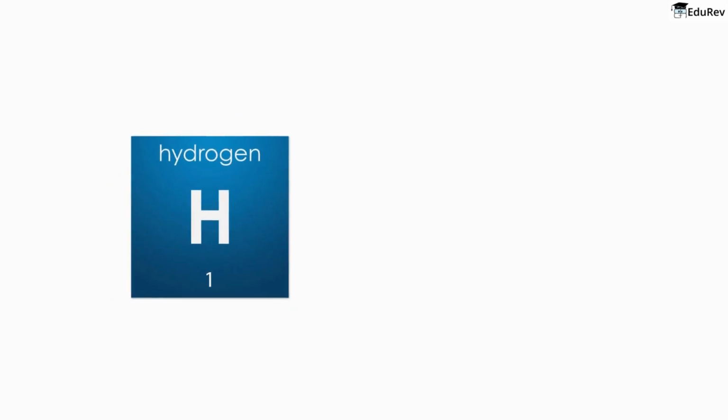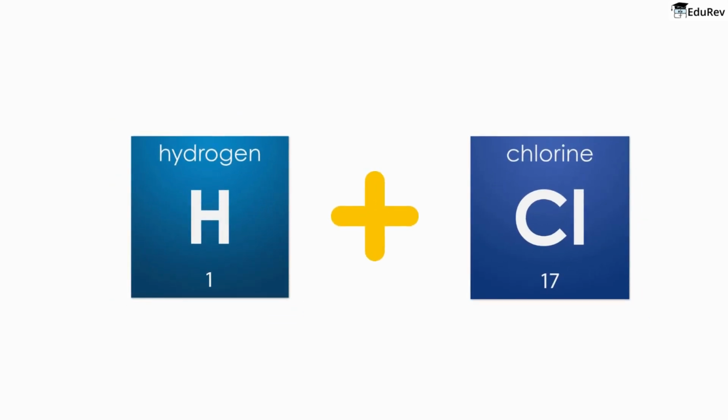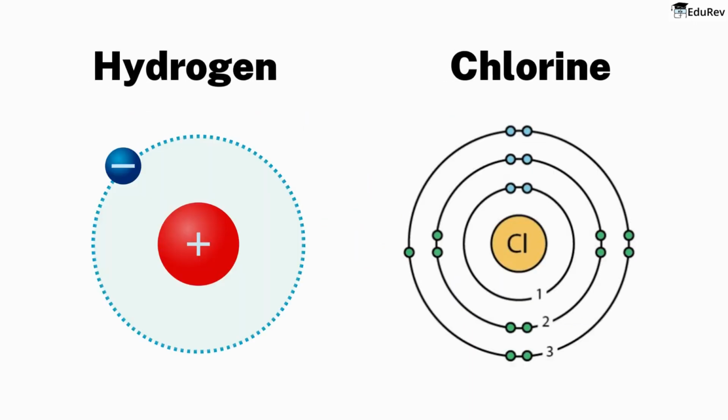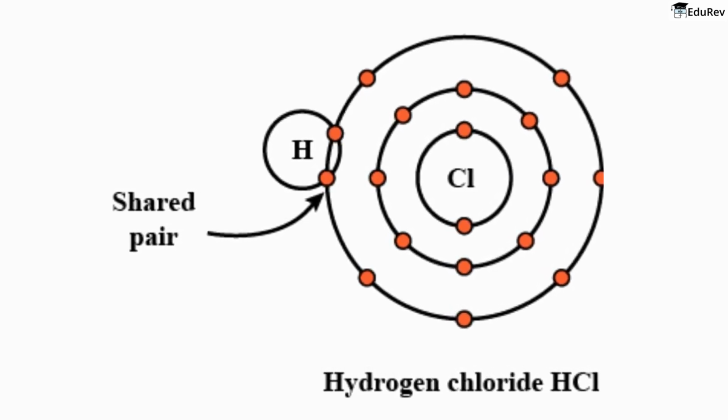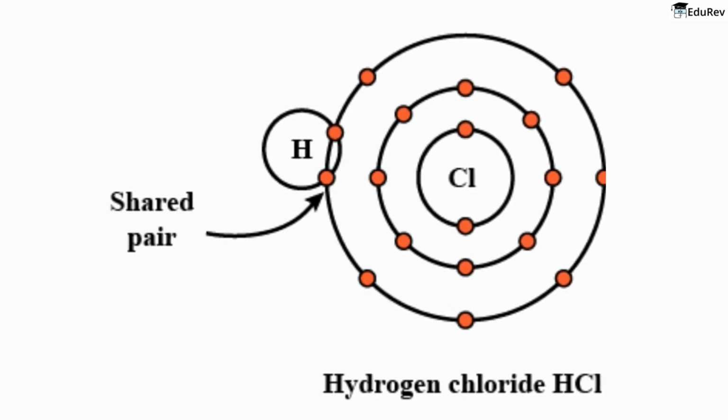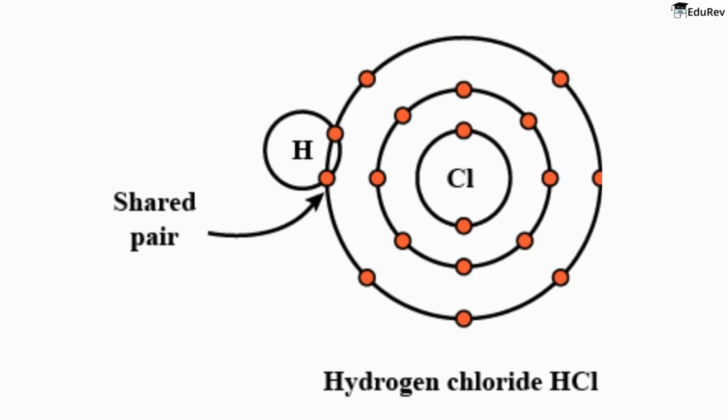Hydrochloric acid is made up of hydrogen and chlorine atoms. Hydrogen has one electron in its outermost shell, while chlorine has 7. To become stable, the hydrogen atom shares its electron with the chlorine atom, forming a covalent bond. This sharing of electrons leads to the formation of the HCl molecule.